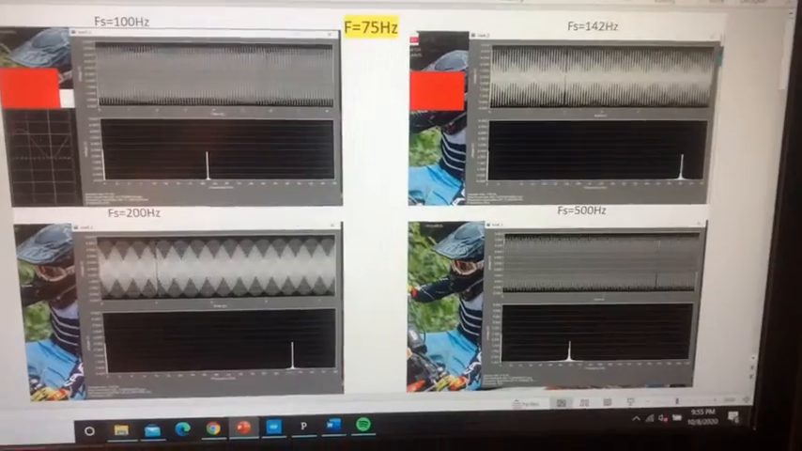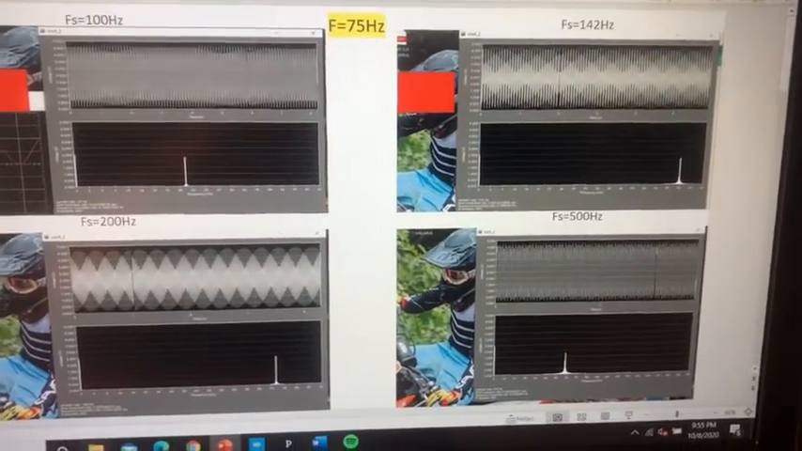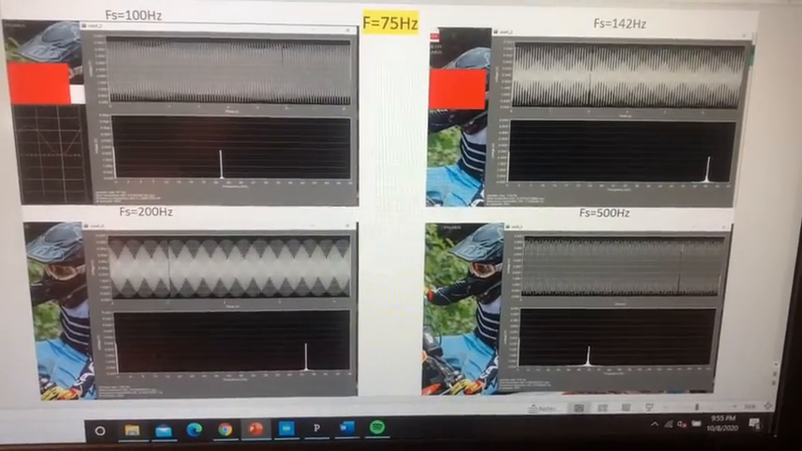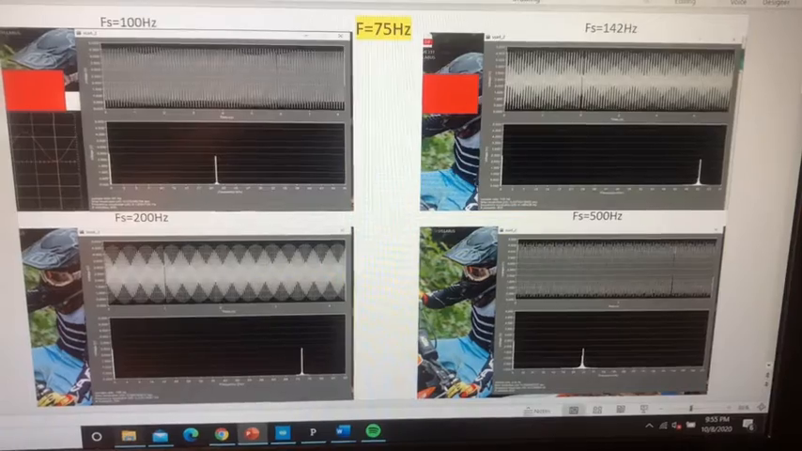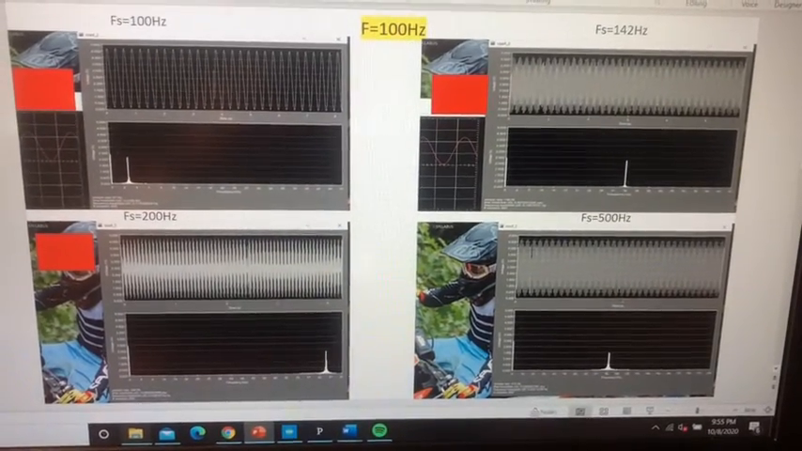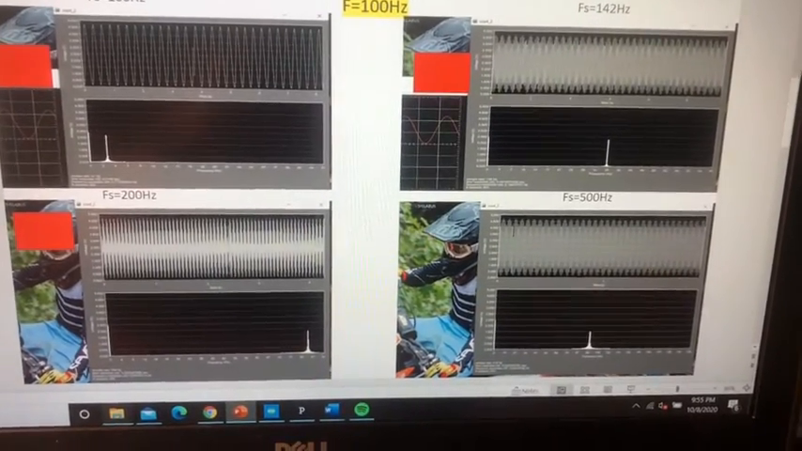So as you can see here, for the frequency of 75 hertz, here's all the different sample frequencies. There was aliasing that occurred at the 100 hertz and 142 hertz. Here's for the frequency of 100. Aliasing occurred at everything but 500 hertz.